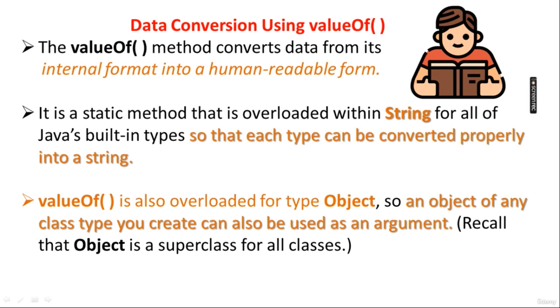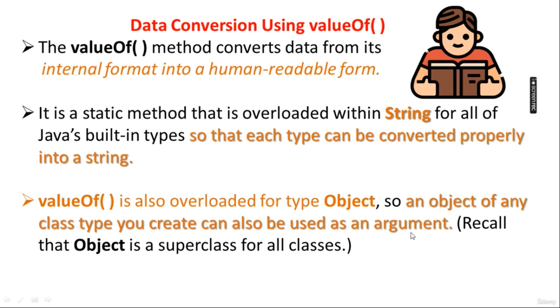That is String.valueOf. It is a static method that is overloaded within the String class for all of the Java built-in types so that each type can be converted properly into a string. valueOf is also overloaded for type Object, so an object of any class type you create can also be used as an argument. Object is a superclass for all classes.